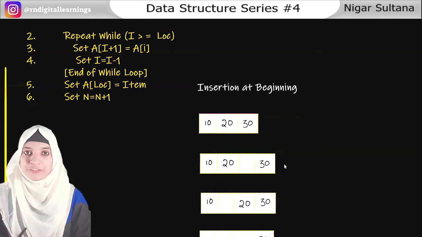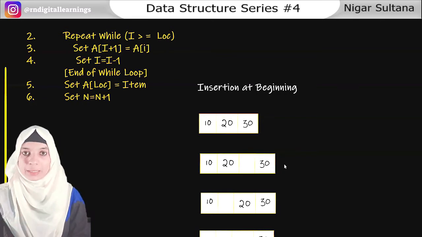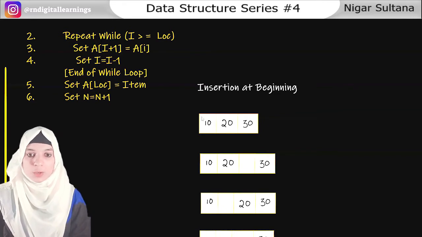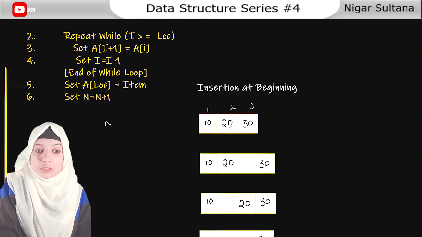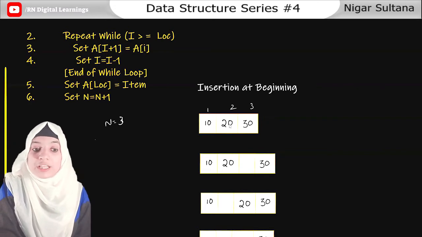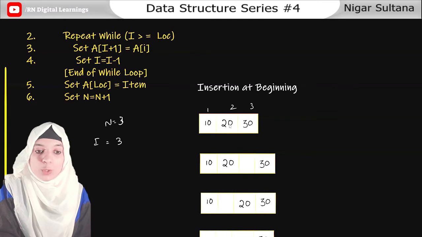I have told you, before inserting an element at the beginning, we must shift all the elements to the next position. See, now I have the size of the array as 1, 2, 3. So now what is my n value? N is equal to 3. I have told you in the first step itself, the I value will be initialized with n. So I will be holding 3 now.